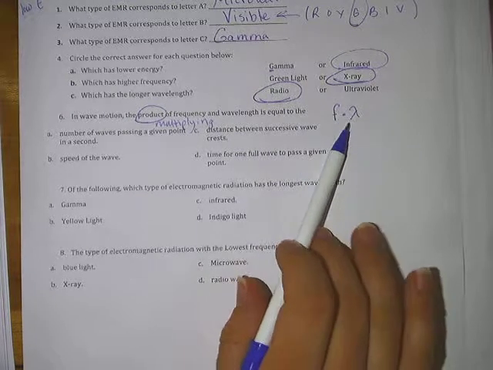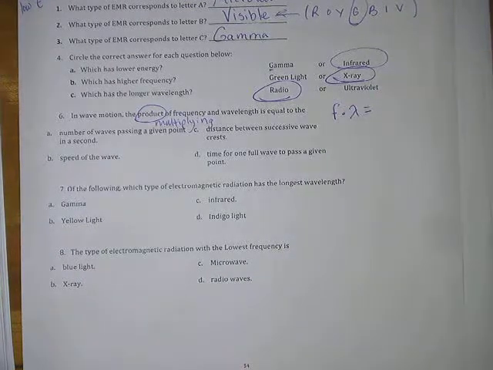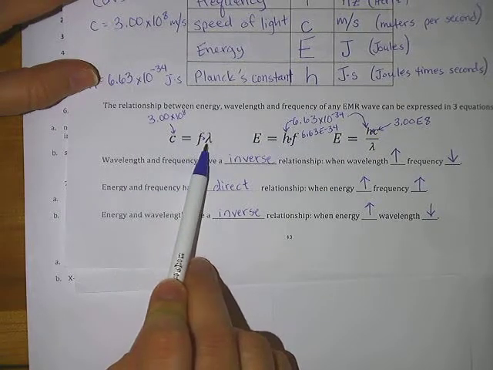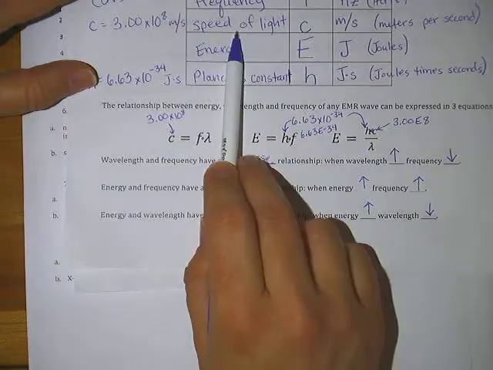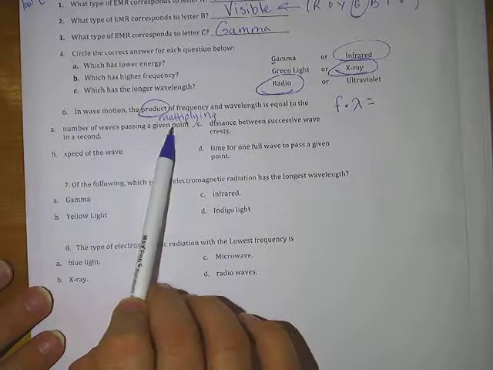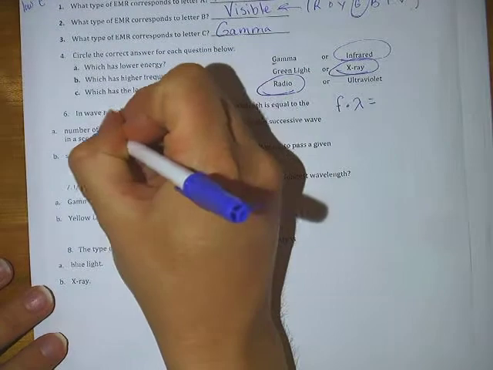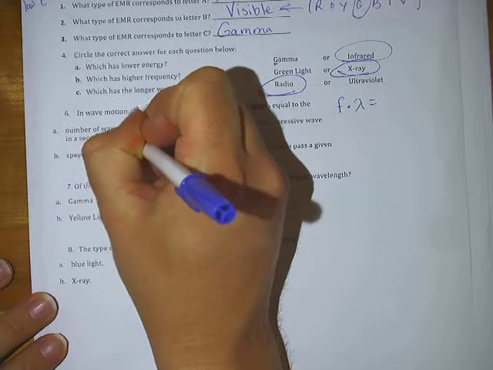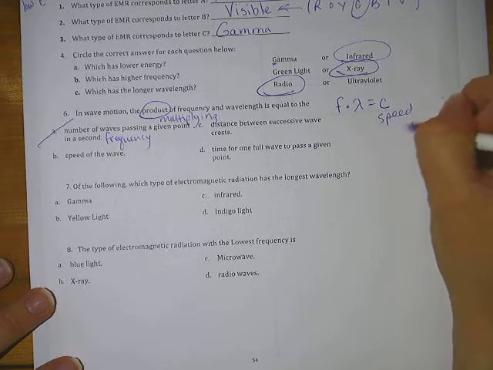So you've got frequency times wavelength, and they want to know what that is equal to. Well, if you look at your formulas, we have one that uses frequency times wavelength. It's equal to c, which remember was the speed of light. So let's see if we can find it. The number of waves passing a given point in a second, that's actually the definition of frequency. So that's not going to be it, because we're looking for something that equals the speed of light.